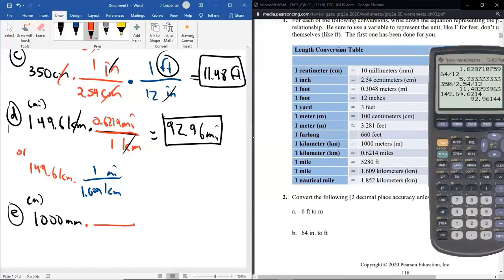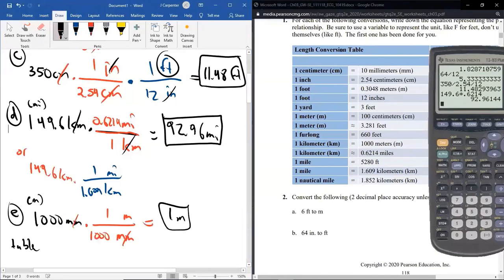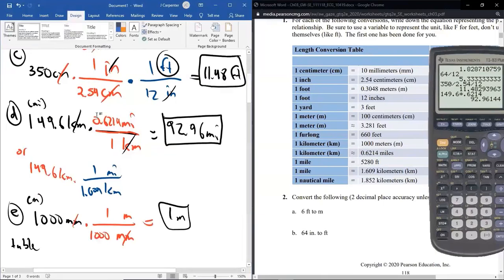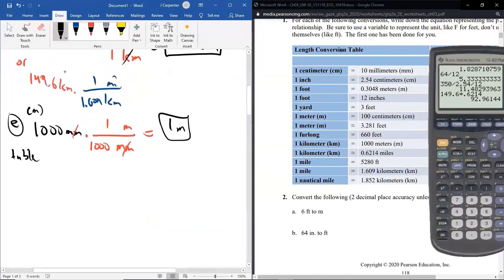So I happen to know, again, out with the old, in with the new, that 1,000 millimeters is 1 meter. So I didn't even pull this from the table. I just knew that the thousands will cancel, the millimeters will cancel, and you'll end up with an answer of 1 meter.